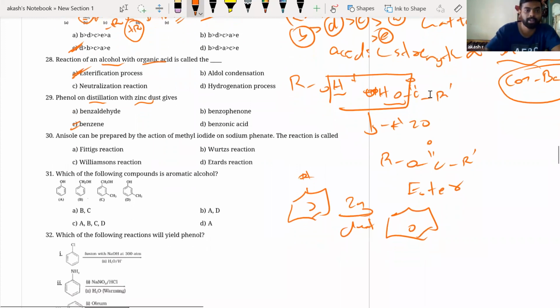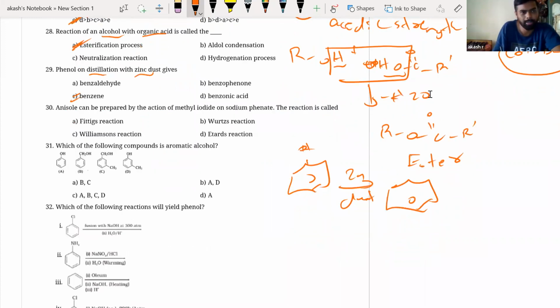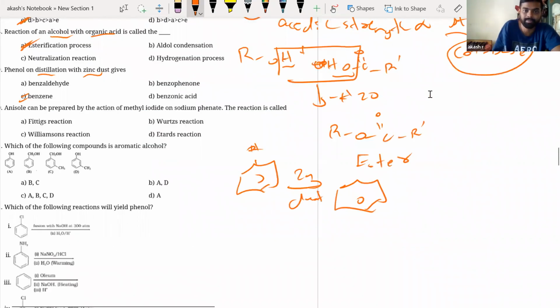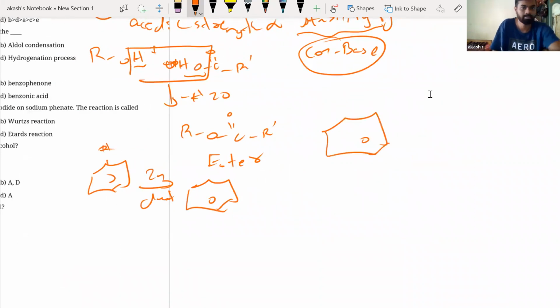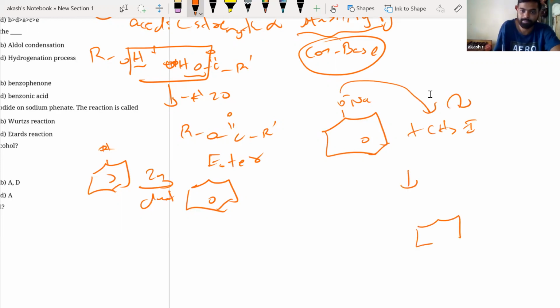Next, anisole can be prepared by the action of methyl iodide on sodium phenate. The reaction is called what? Williamson synthesis, I know. Sodium phenate is O minus Na plus with your CH3I. I know what is going to happen. This will come and attack here, and I minus breaks. So all you're going to get is anisole, OCH3.